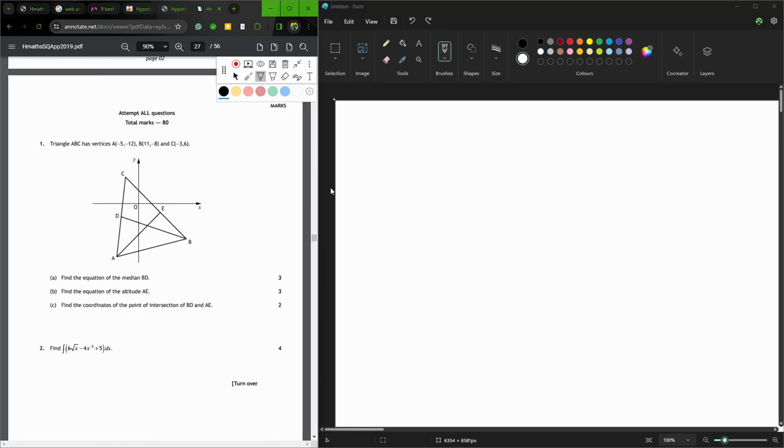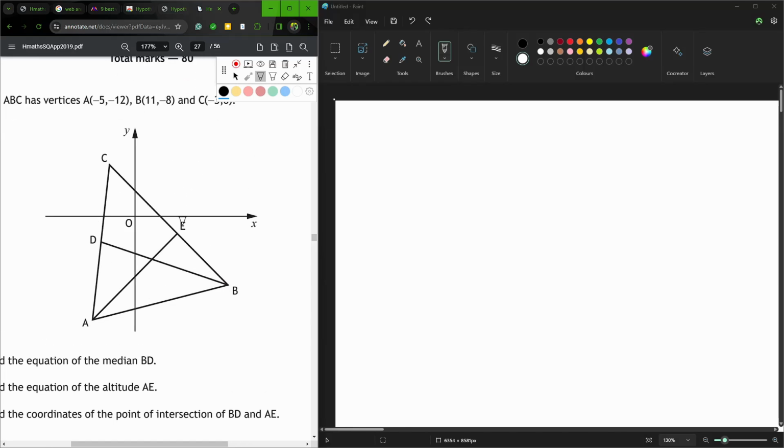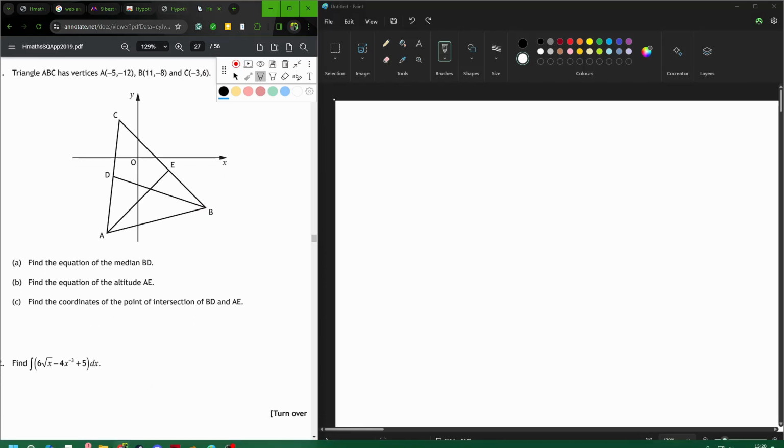Now, first question. It looks like we've got a relatively simple straight line triangle one. SQA like to have the easier ones first. So, let's get cracking. Triangle ABC has vertices, a fancy word for corners: A (-5, -12), B (11, -8), C (-3, 6). And I want us to find the equation of median BD.